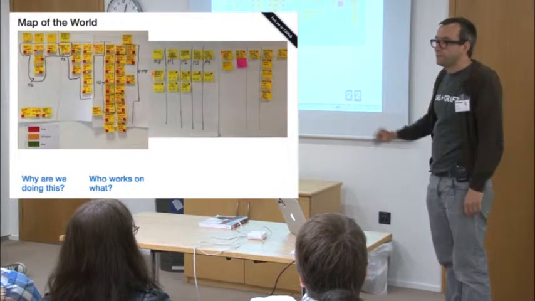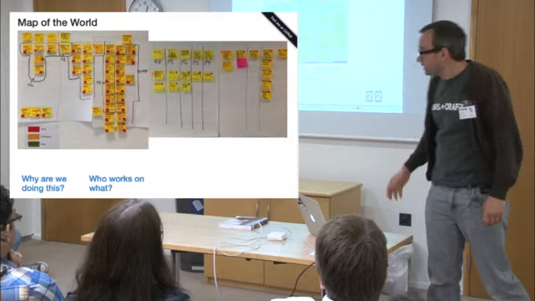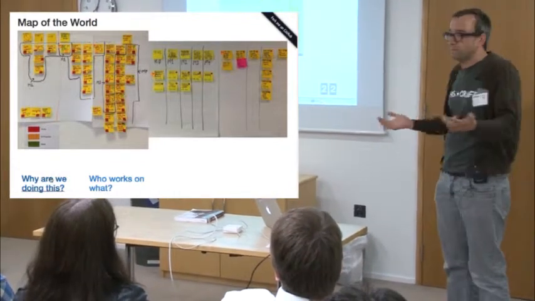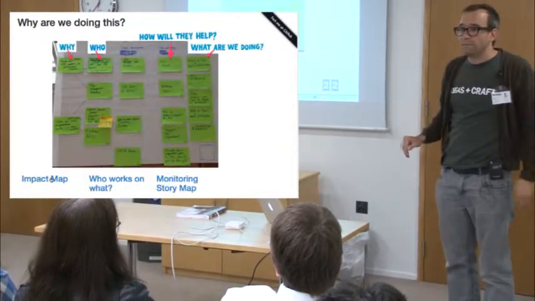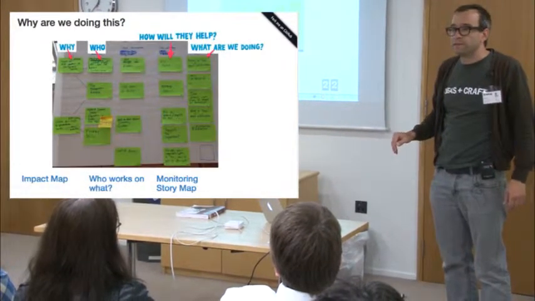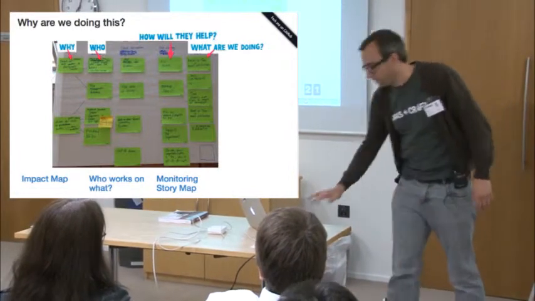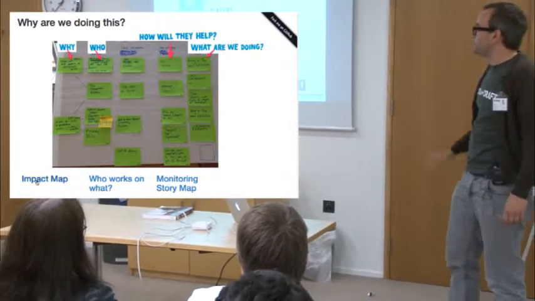But it's missing a fundamental point, and the fundamental point is, why are we doing this? We can still build that and deliver it, but why do we do that? Who's heard of impact maps? Fantastic. Who would like me to just dip into a quick, this is what an impact map is? This is Gojko Adzic's invention, absolutely fantastic.